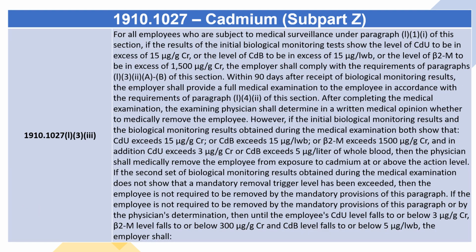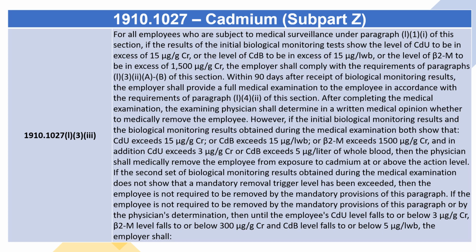provide annual medical examinations in accordance with paragraph (l)(4)(ii) of this section. 1910.1027(l)(3)(iii) For all employees who were subject to medical surveillance under paragraph (l)(1)(i) of this section, if the results of the initial biological monitoring tests show the level of CdU to be in excess of 15 µg/g Cr, or the level of CdB to be in excess of 15 µg/LWB, or the level of Beta-2-M to be in excess of 1,500 µg/g Cr, the employer shall comply with the requirements of paragraphs (l)(3)(ii)(A)-(B) of this section. Within 90 days after receipt of biological monitoring results, the employer shall provide a full medical examination to the employee in accordance with the requirements of paragraph (l)(4)(ii) of this section.